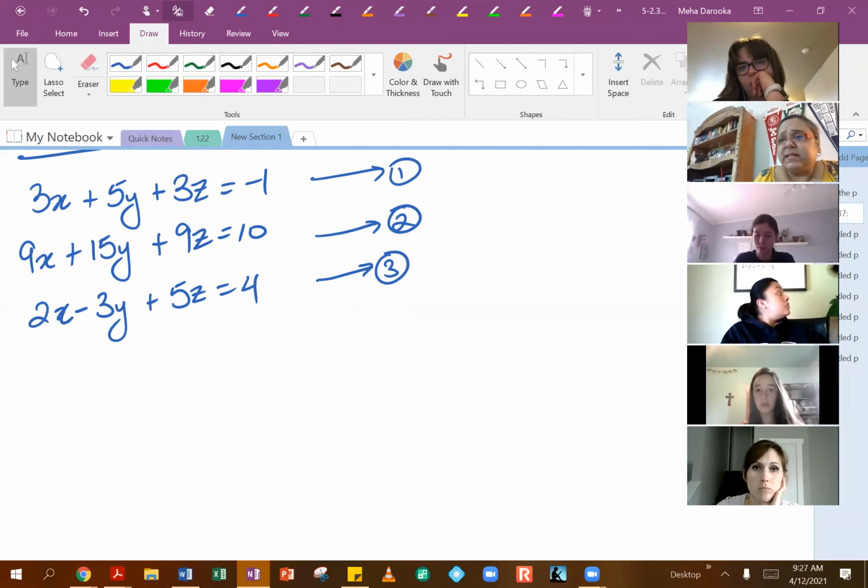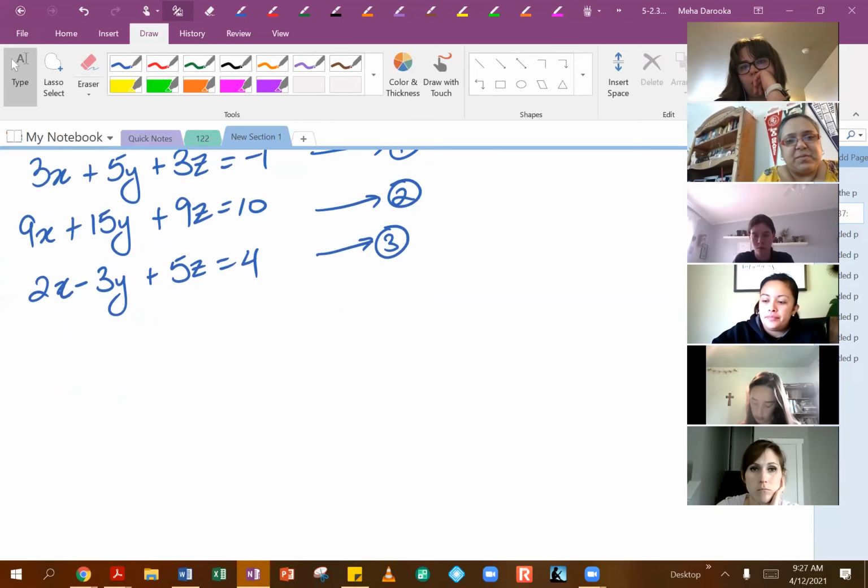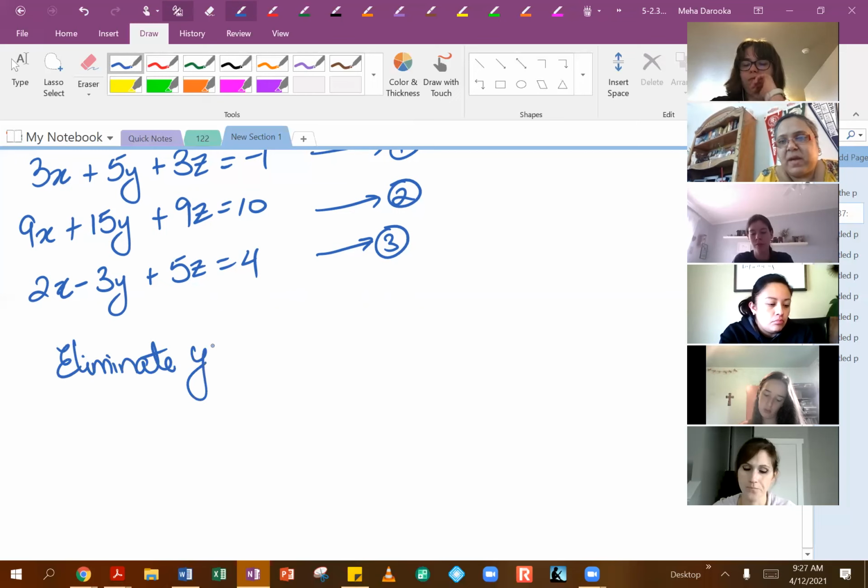Now, obviously, we can eliminate x also. The only difference will be when you start eliminating it, you want to make sure one of the numbers is negative, one is positive. So we'll have to bring the negative sign to our calculation when we start the elimination process. But since my y already has a negative sign on it, we'll just start by eliminating the y variable.